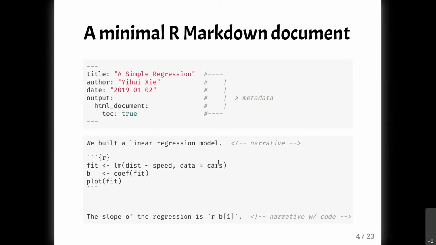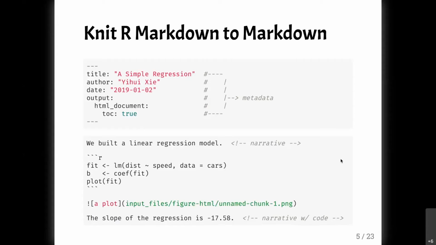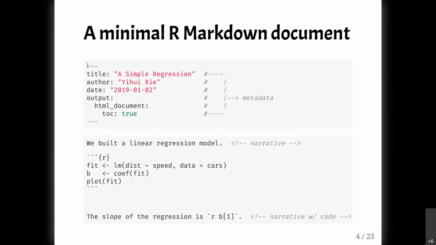Basically, R Markdown is a plain text format. In this document, you can have some metadata, such as the title or author and date of your document. Then in the body, you can write narratives and mix them with code for computing. For example, here I have a code chunk to fit a linear regression, and I will draw some plots. Besides code chunks, the other thing you can mix into your document is inline code.